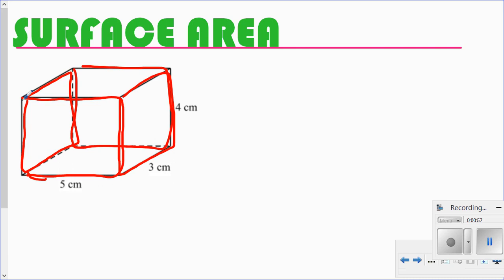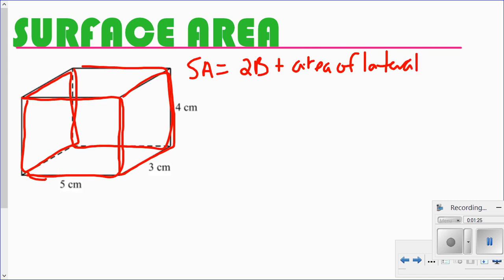Okay, and remember that the video said once you look at that net, you'll just find the area of each one of those faces, in this case 6 rectangles, and then you'll add them together. So if you recall, they said surface area when it's a prism, we'll just take 2 times the area of the base and we'll add it to the area of all the faces. And actually it's going to be the sum of the areas of the lateral faces.